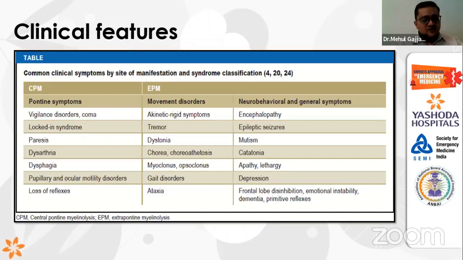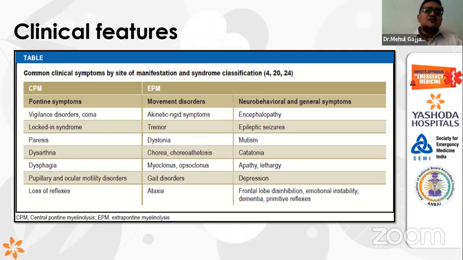Otherwise, paresis, dysarthria, dysphagia, pupillary and ocular motility disorders, or loss of reflexes, all kinds of symptoms can be there with pontine myelinolysis. In extrapontine myelinolysis, the symptoms depend on the site. If it is near the basal ganglia, movement disorders are common, like akinetic rigid symptoms, tremors, choreoathetoid movement, dystonia, myoclonus, gait disturbances, and ataxia.